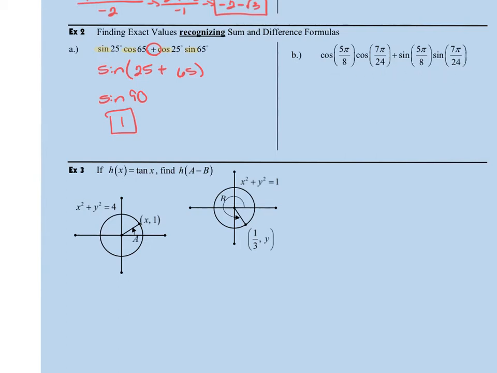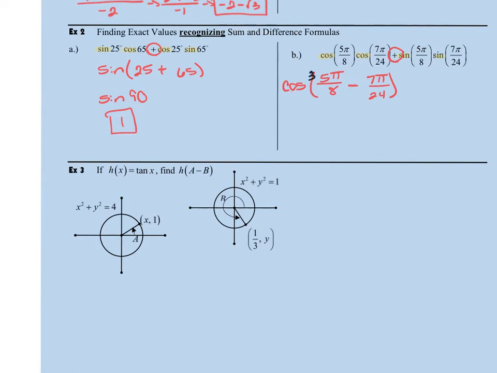A similar thing is going to happen on this next one. What I'm going to notice is that I have cosine, cosine, sine, sine. So I'm going to pull this together and say, hey, that's a cosine formula. That's going to be 5 pi over 8 and 7 pi over 24. And then since this is a plus, remember the cosine formula is opposite, so I'm going to fill this in as a minus.